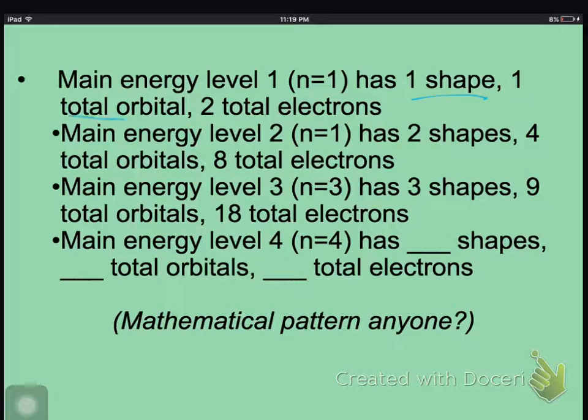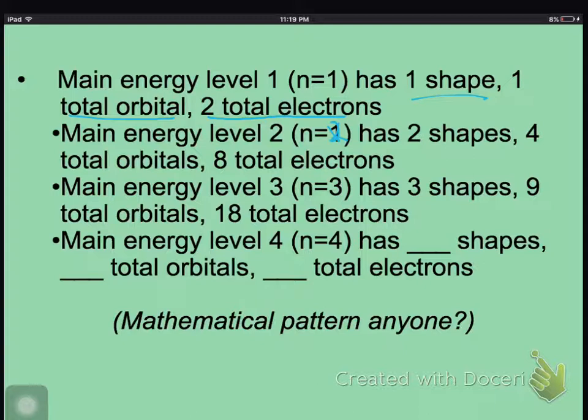So, you may have noticed that the first main energy level, n equals 1, has 1 shape of orbital, 1 total orbital, and 2 total electrons. The second main energy level, n equals 2, has 2 shapes, 4 total orbitals, and 8 total electrons. The third main energy level, n equals 3, has 3 shapes, 9 total orbitals, and 18 total electrons. Do you see a pattern here?